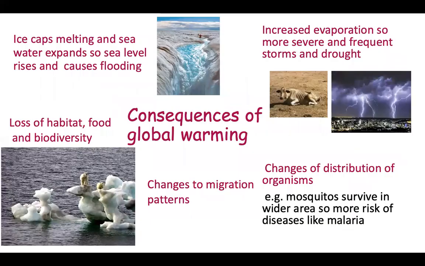So what are the consequences of global warming? Ice caps melting and seawater expands, so sea level rises and we get flooding. Increased evaporation means we get more severe and frequent storms and drought. Loss of habitat, food and biodiversity for organisms, changes to migration patterns, changes of distribution of organisms. So an example might be distribution means where organisms are found. So if it's warmer, mosquitoes will survive in wider areas, so you get more risk of diseases such as malaria.